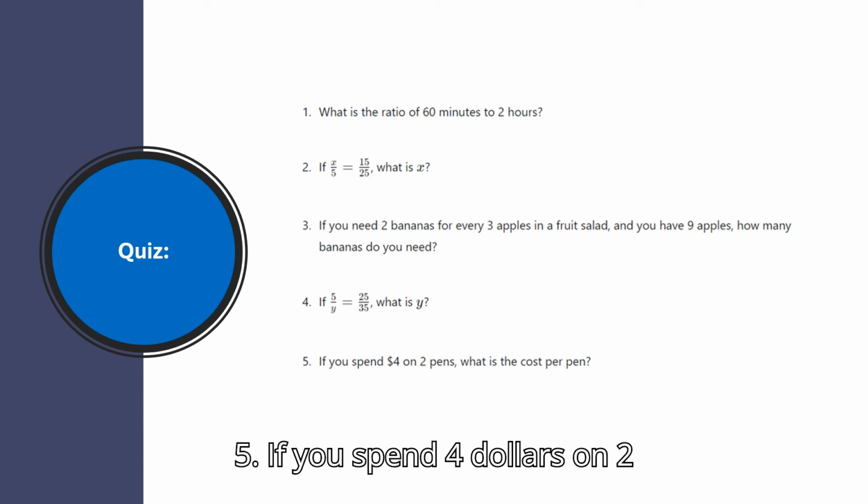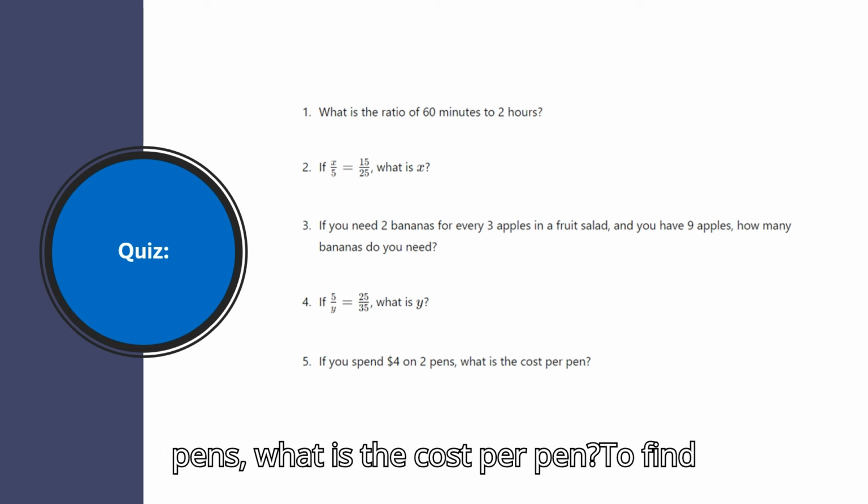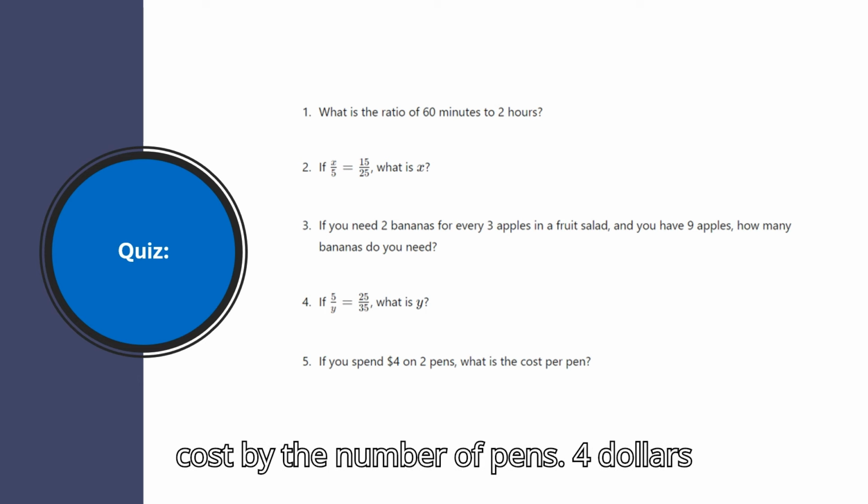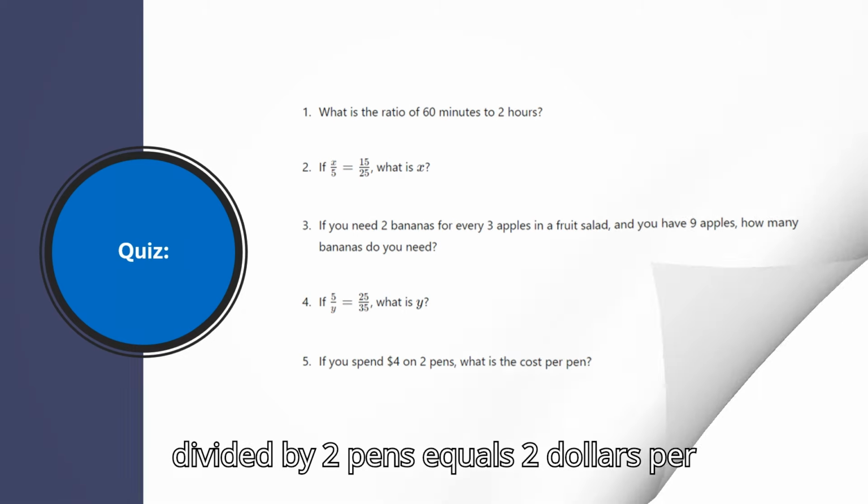5. If you spend $4 on 2 pens, what is the cost per pen? To find the cost per pen, we divide the total cost by the number of pens. $4 divided by 2 pens equals $2 per pen.